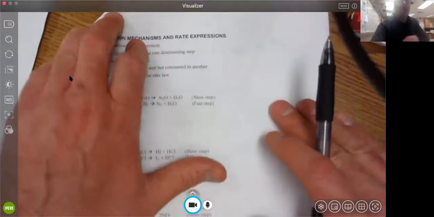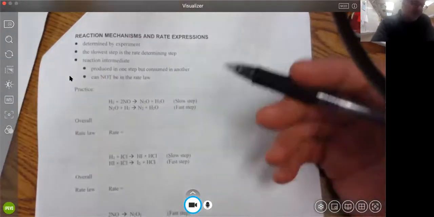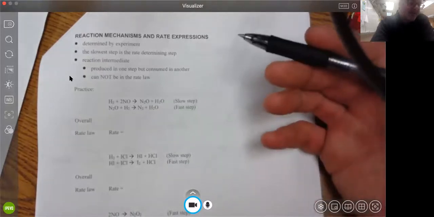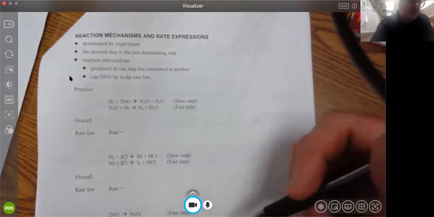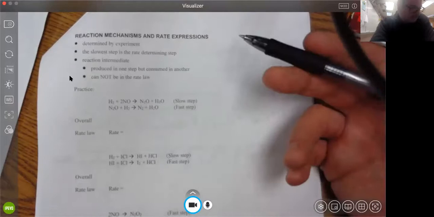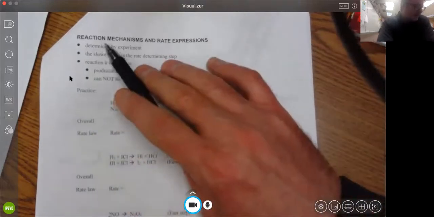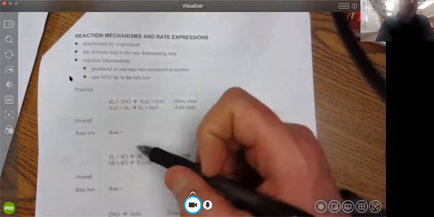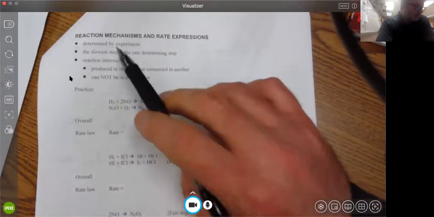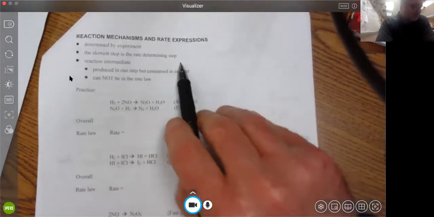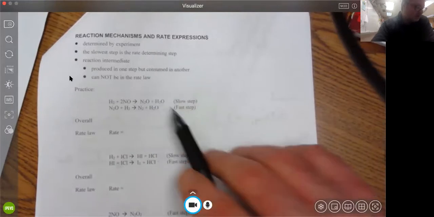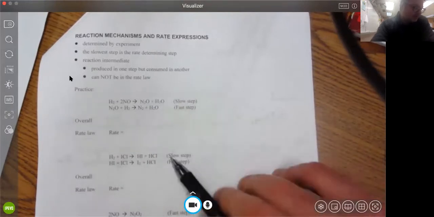So we know so far that rate laws are determined through experimental data. Well, a reaction mechanism is also determined by experiment. We have something called the rate determining step, and that is what's marked as the slowest step.